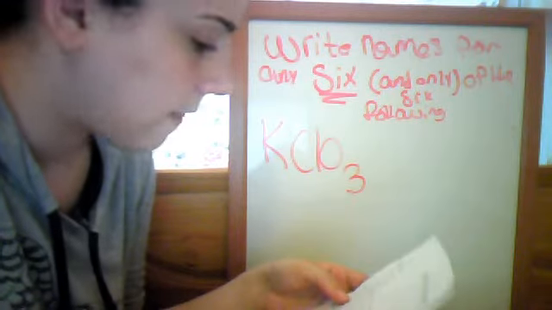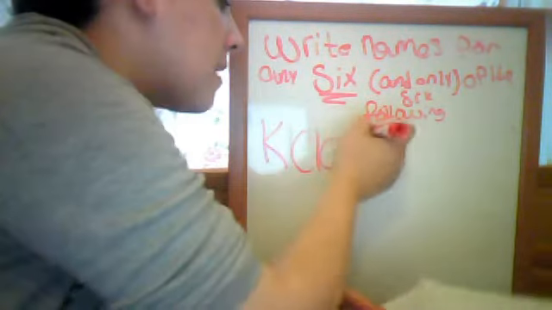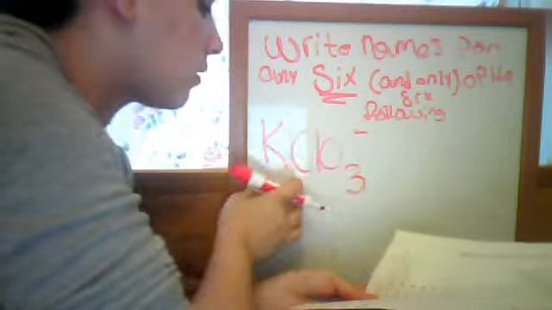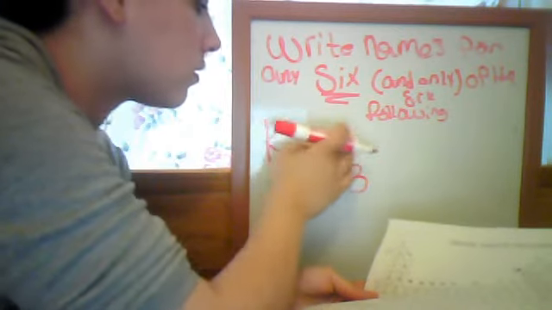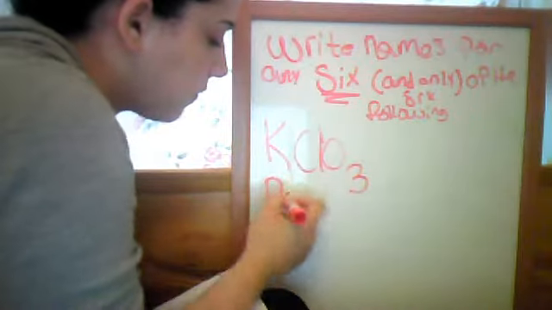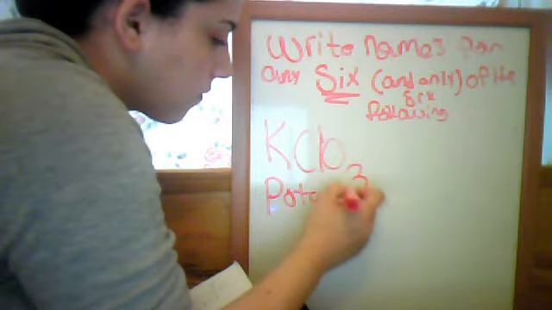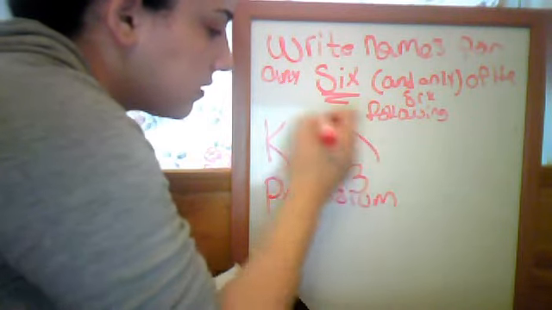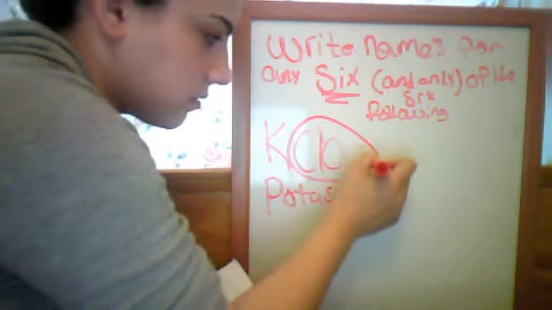Potassium. That's always positive, so we don't have anything right here, so nothing cancels, so this is all right. So potassium K, and we write potassium. What's this? You guys have to memorize this. It's not written here.